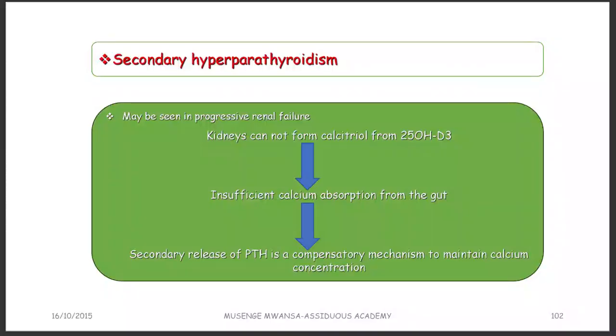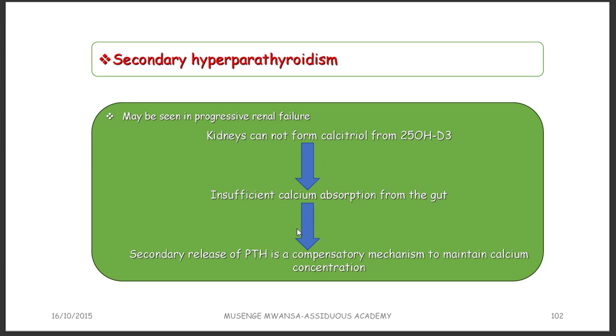There can also be secondary hyperparathyroidism. Secondary may be seen in progressive renal failure, so there is a problem with the kidney. What happens is that the kidney cannot form calcitriol, which is 1,25 dihydroxycholecalciferol. Because you can't form this, it can't go and act on the intestines to cause calcium absorption. And because of that, there's going to be secondary release of parathyroid hormone.